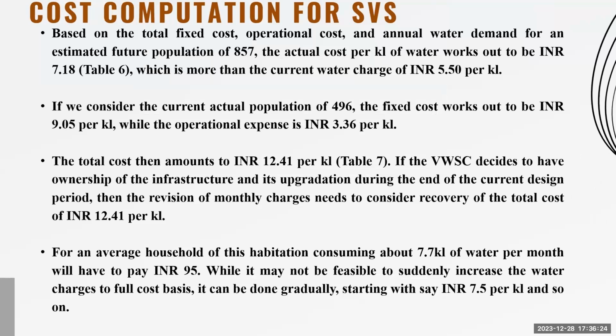So based on the total fixed cost, operational cost, and annual water demand for an estimated future population, let's say 857, the actual cost per kiloliter worked out to be 7.18, which is more than the current water charges, that is 5.5 per kiloliter. So if you consider the current actual population of 496, the fixed cost works out to be 9 rupees per kiloliter, while operational cost is 3.36.